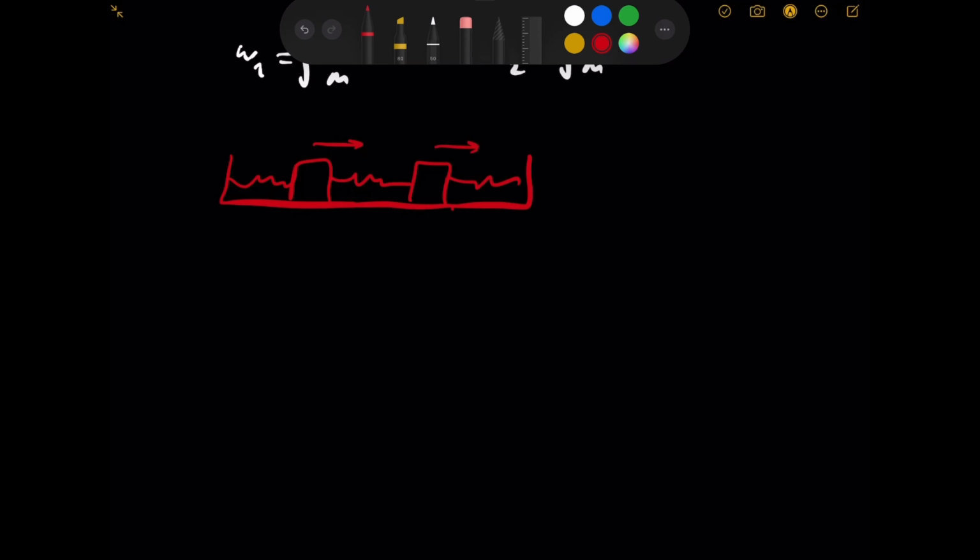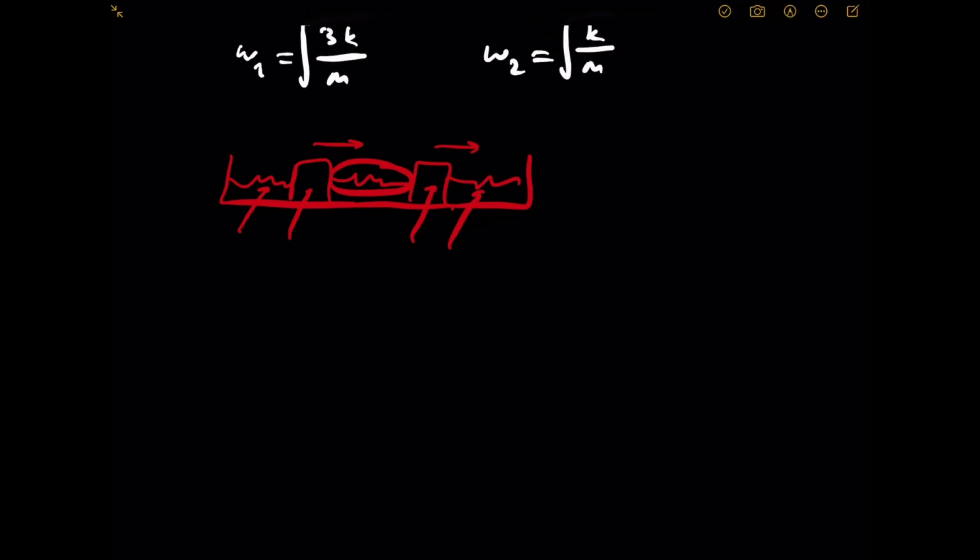So the middle guy does nothing. Its length is fixed during the oscillation. And each of the masses is just oscillating under the influence of one spring. This spring for this mass and this spring for this mass. So we get the exact same frequency we would have for a one spring and one mass system. So that's a good thing. I mean, that matches our intuition.